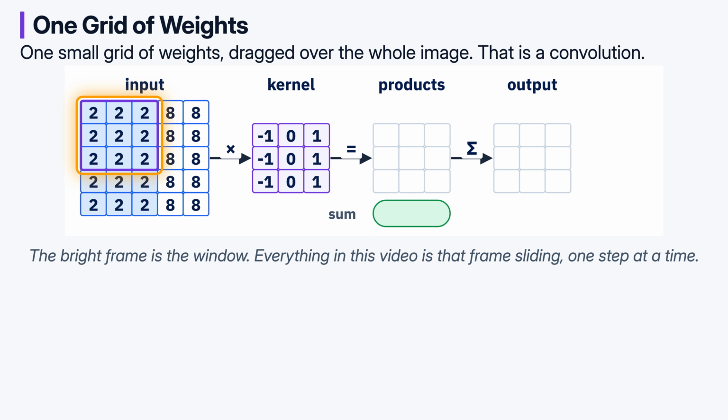This bright frame is the window. A small grid of weights sits inside it. Drag that little grid over the whole image, one step at a time, and that is a convolution. Everything in this video is that frame moving.